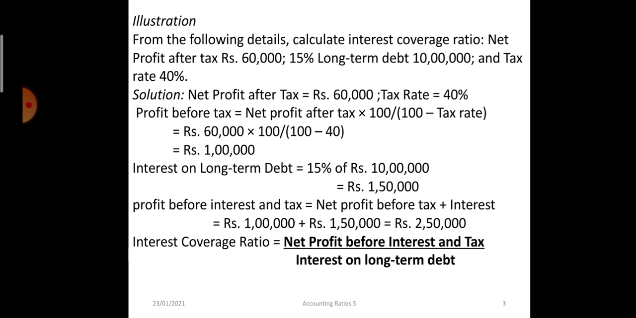So interest coverage ratio, net profit before interest and tax, that is 2,50,000 divided by interest on long term 1,50,000, and it is 1.67 times.